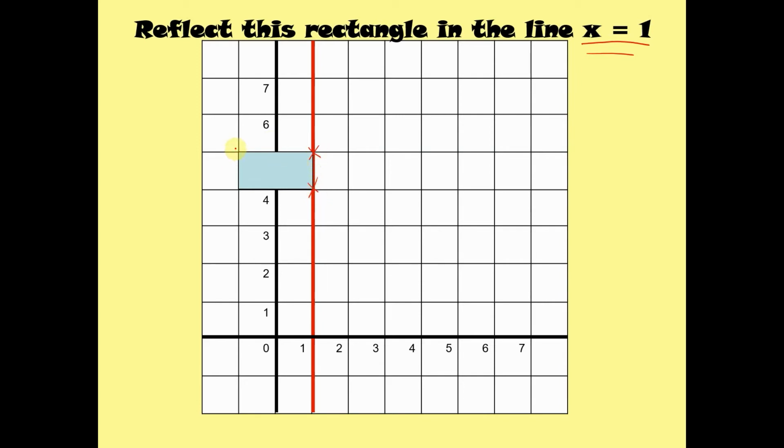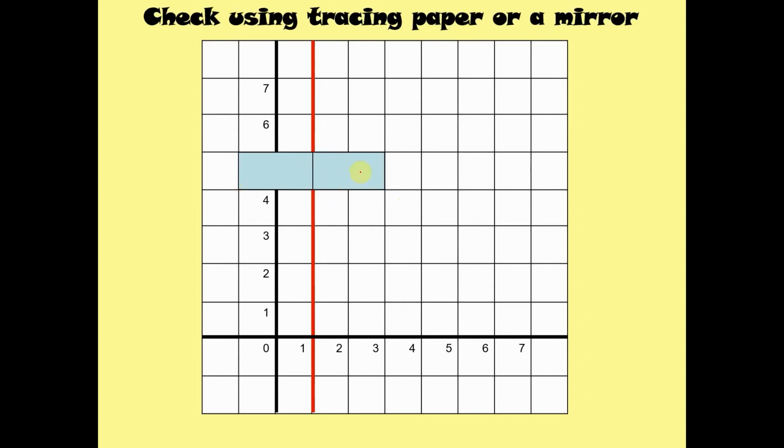Now, what about the other 2? Let's begin from this point. This point is 2 boxes away from the line of reflection. So we must draw this point 2 boxes away. This point over here is 2 boxes away from the line of reflection. So again, 2 boxes from the line of reflection. And there we have this rectangle over here. You can see it perfectly here.